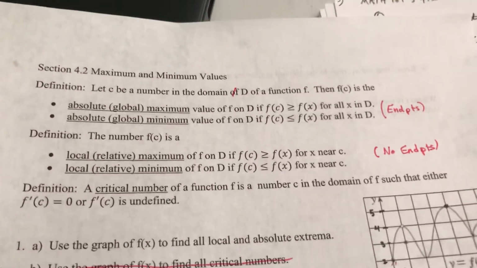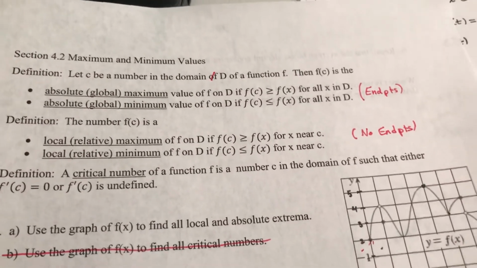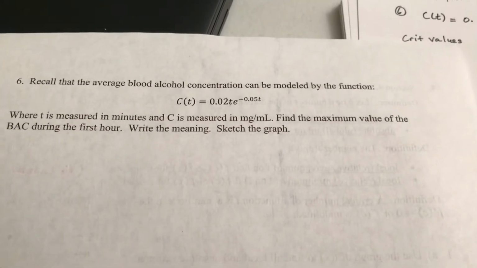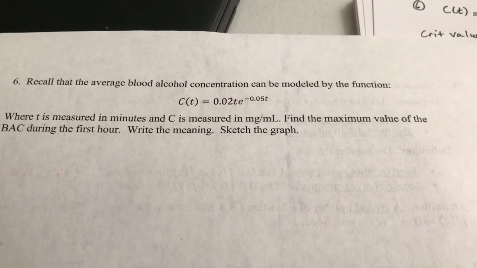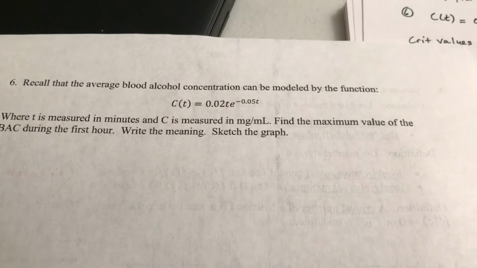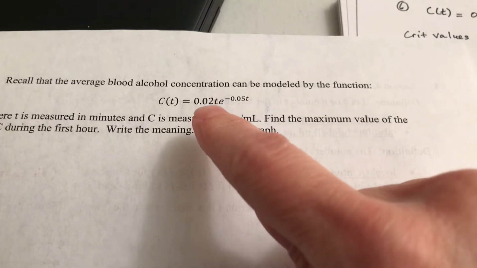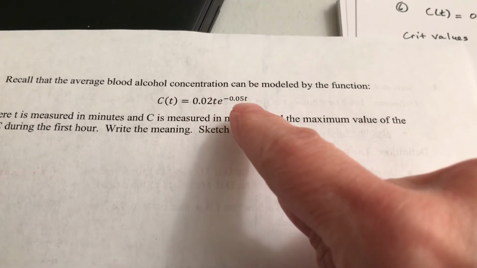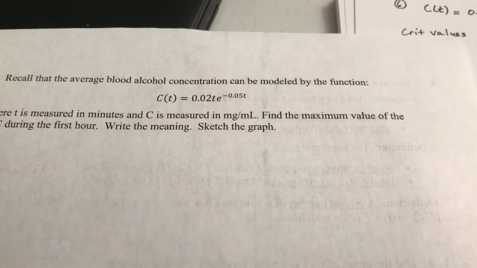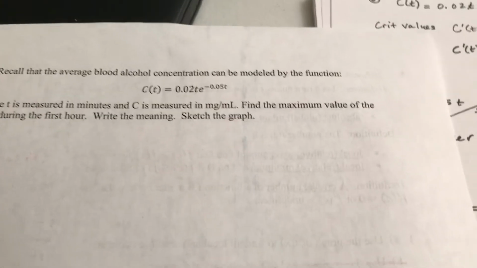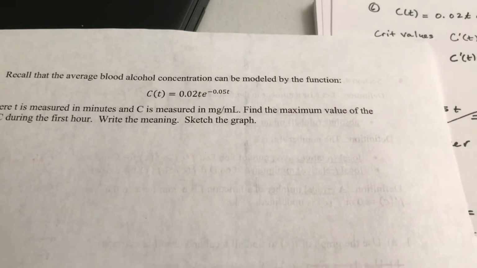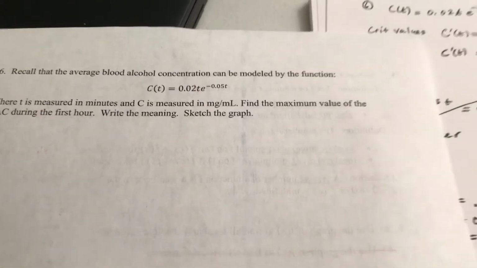This will be the last recording for 4.2. I'm doing the last problem on here, which we've seen a few times. This blood alcohol concentration function is C(t) = 0.02 t e^(-0.05 t). And it's asking, find the maximum value of the BAC during the first hour. Write the meaning. Okay, so we're going to do that.